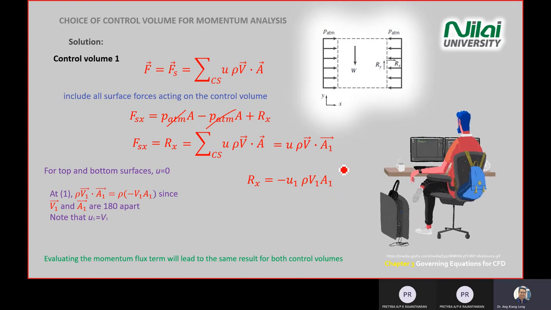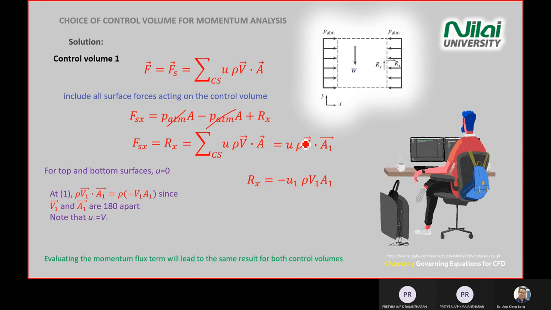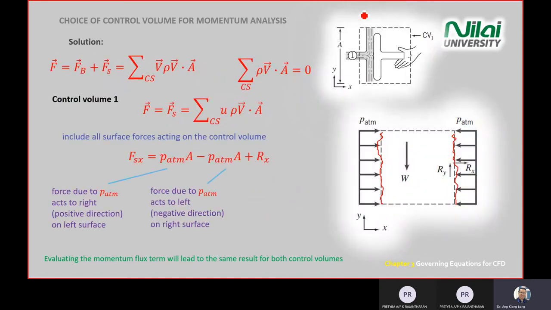All right. Now, why does Rx suddenly become negative U1 rho V1 A1? It is because of the flow coming through the area here. We look at the diagram from here. So your A and V.